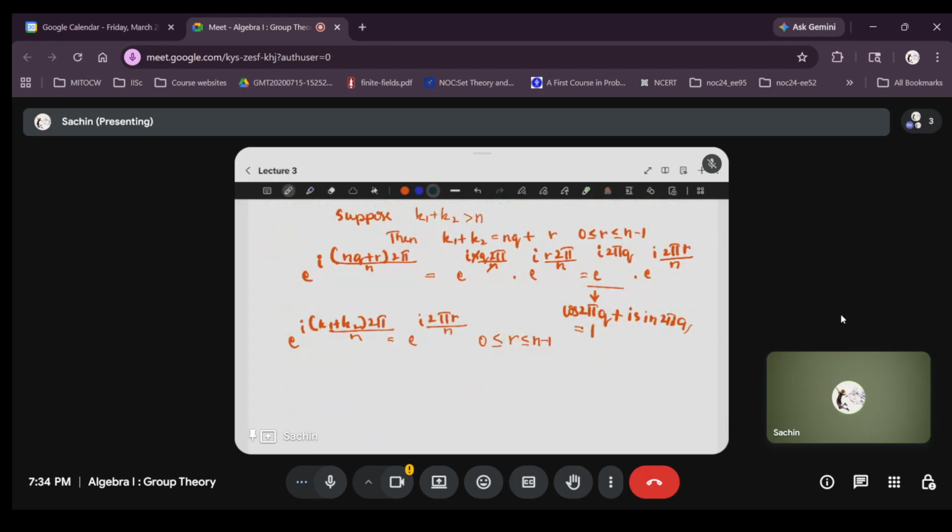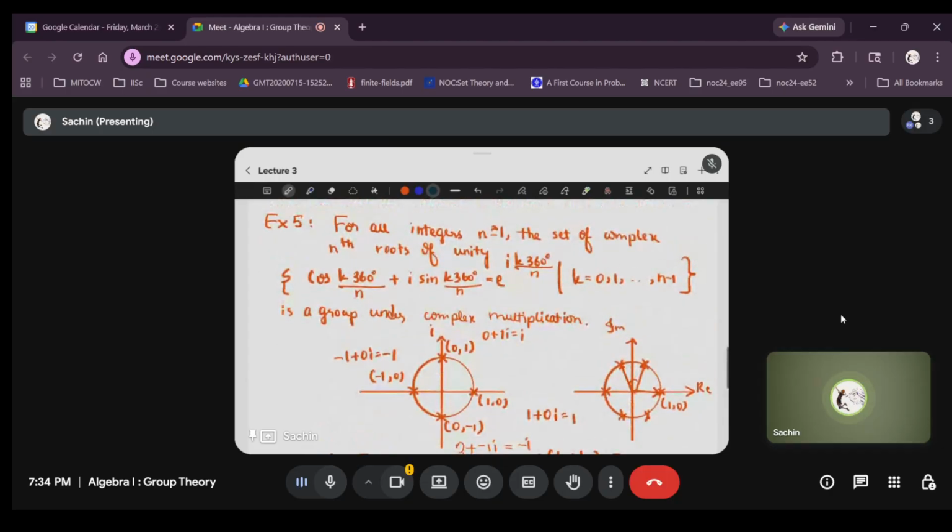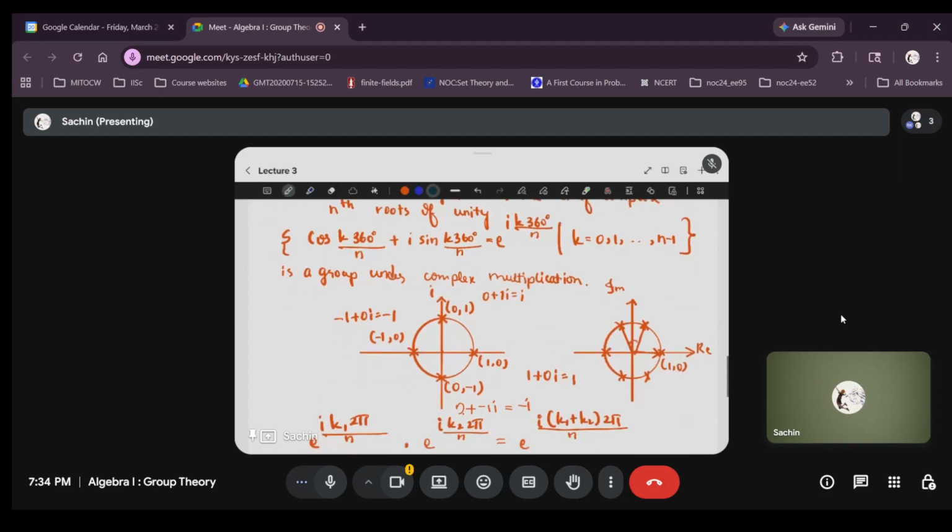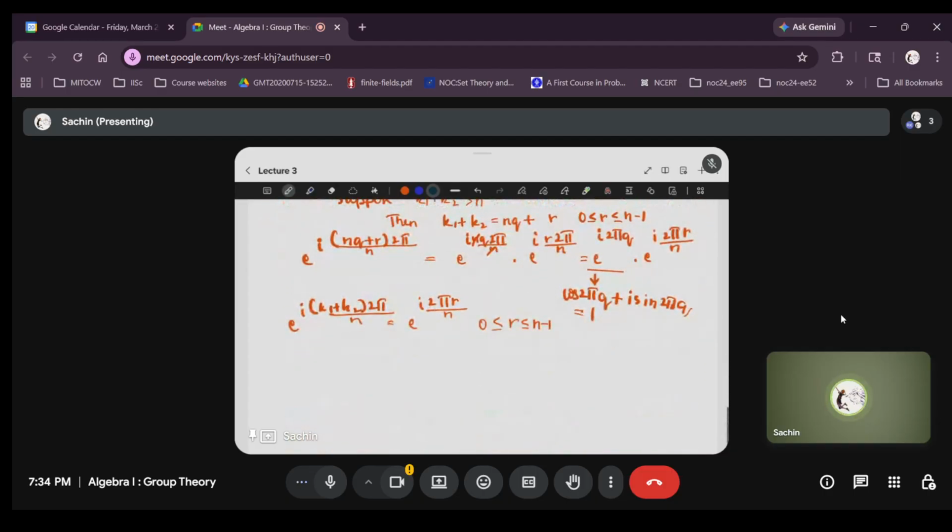Identity: by taking k equal to 0, you get e power i 0 into 360 degrees by n, which is nothing but e power 0. E power 0 is 1. So 1 is the identity.